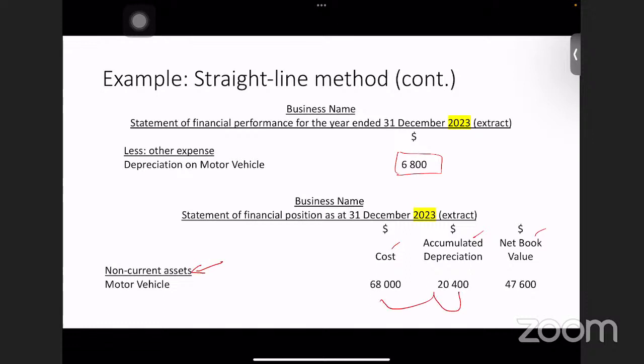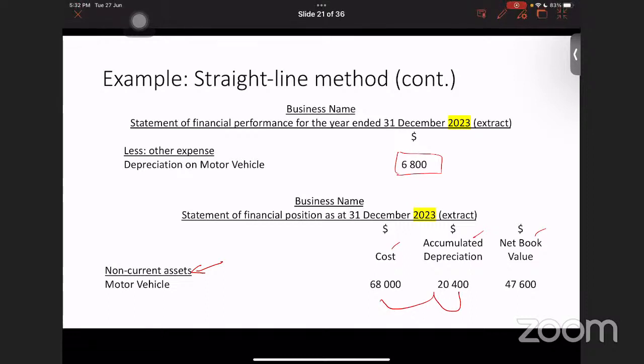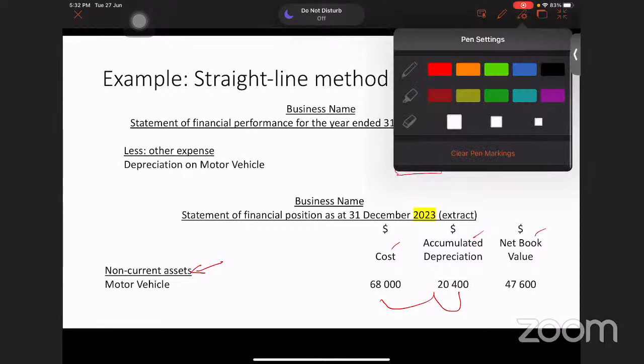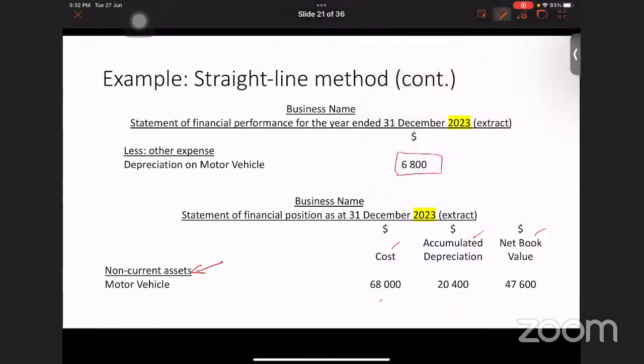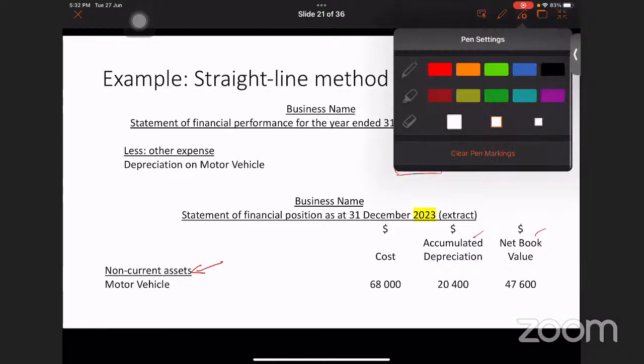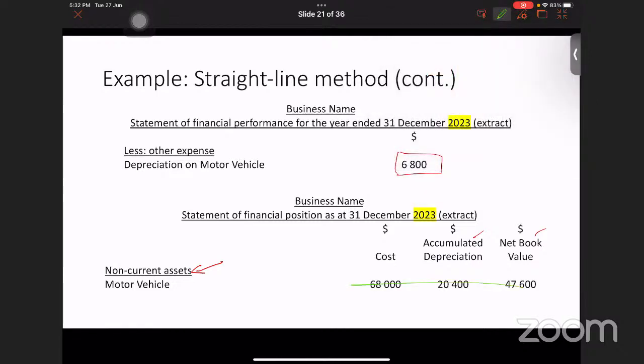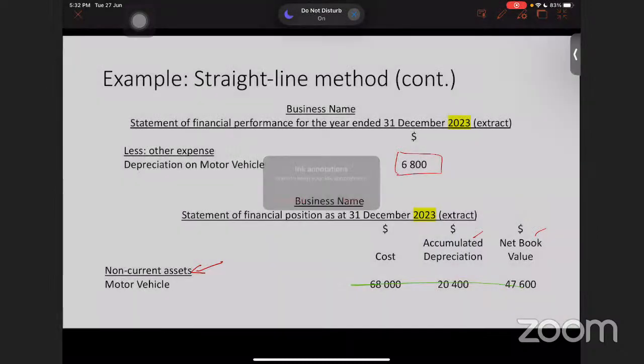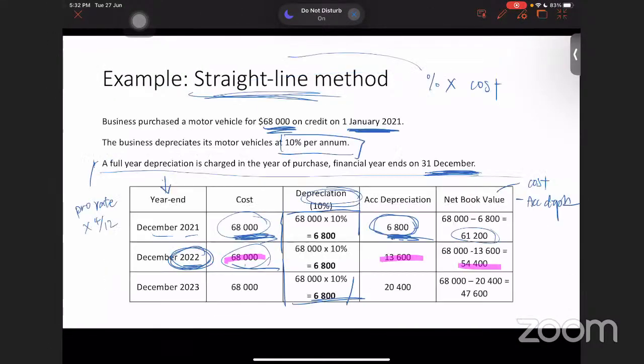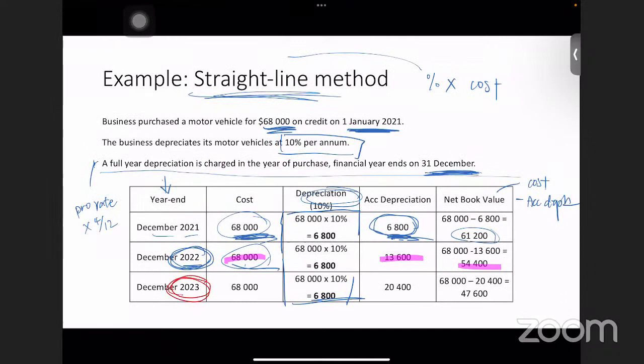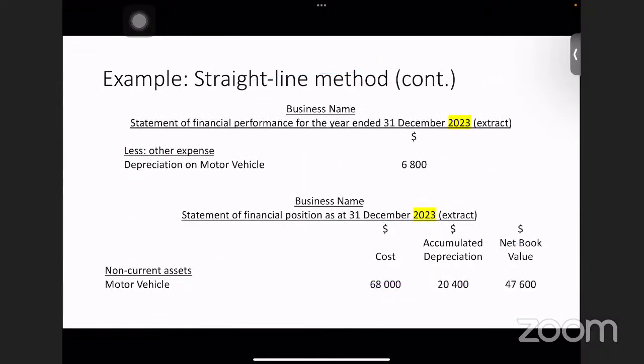And similarly, these figures also I will take from the table. So this is for year 2023, right? These are for year 2023. So for year 2023, same thing, I will take my cost, my OQD, and my MBV. I just plug from this table and then I paste here. Simple as that.